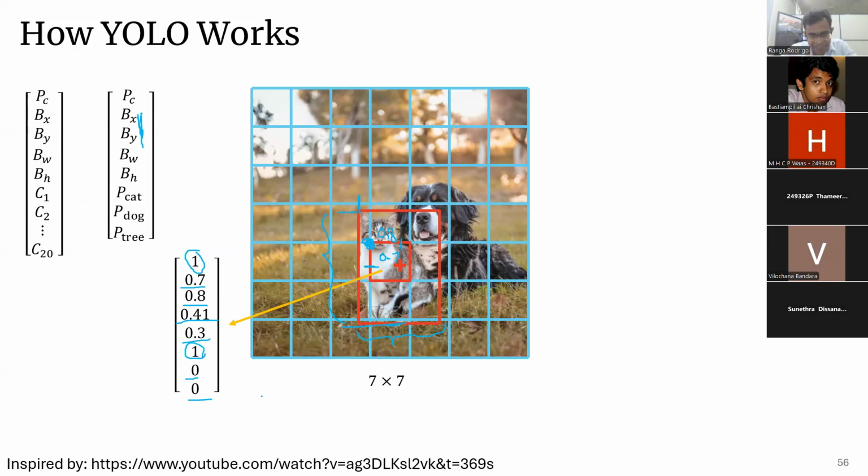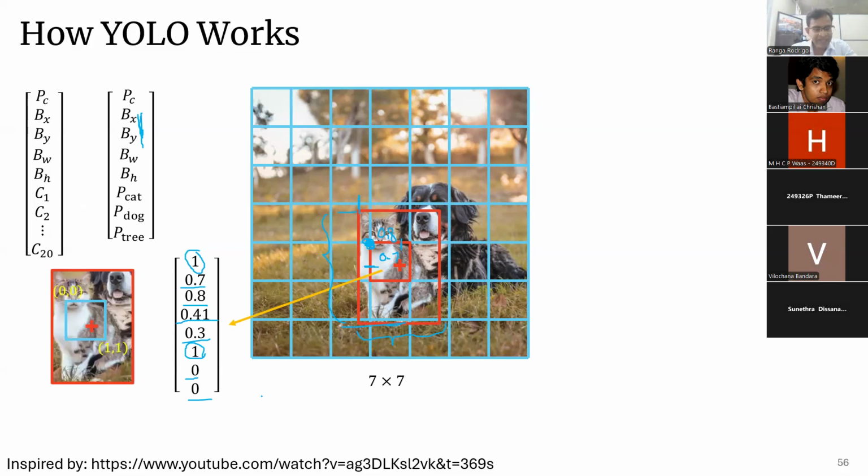Okay, now let's take another cell. I have shown you again this way of getting the coordinates. This corner we consider as point 0, 0, and this one 1, 1. Based on that, I got this number as 0.7 and this number as 0.8. I hope that's okay.